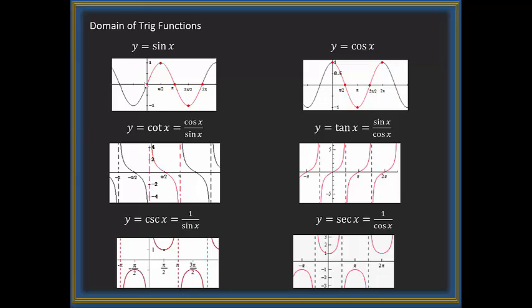For cotangent x, we need to look at the zeros of the sine function and make the vertical asymptotes. For tangent x and secant x, we look at the zeros of the cosine function and make the vertical asymptotes. I hope this makes sense to you and you now have more strength in talking about the domain of all six trig functions.